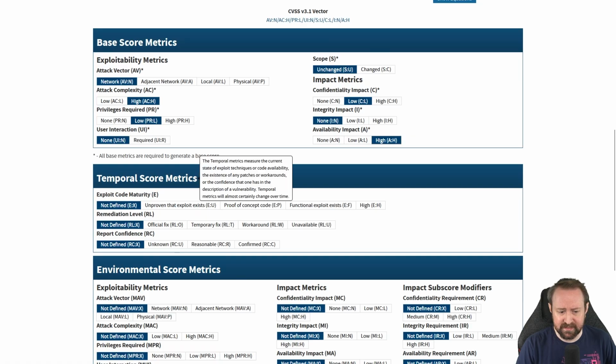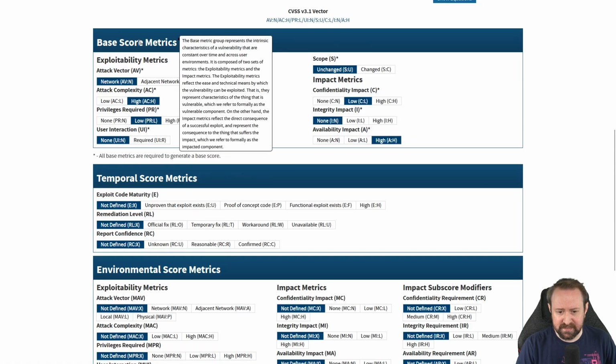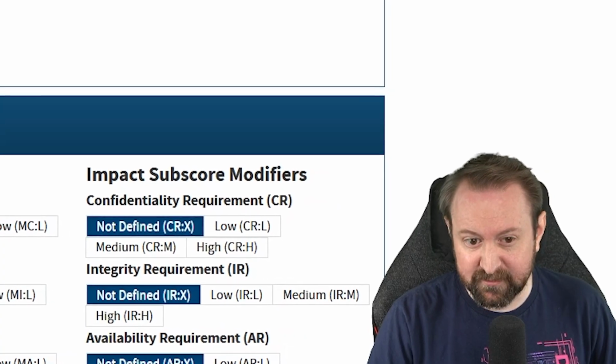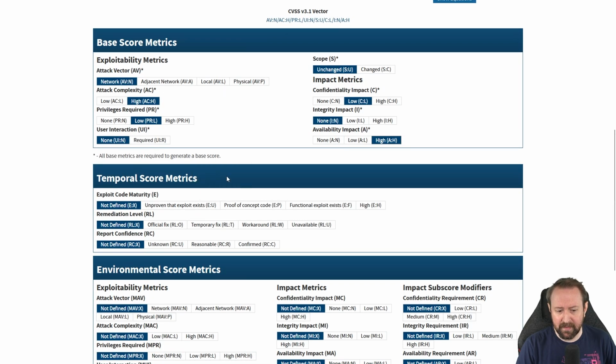Temporal metrics, the idea is you have a base score, which is the kind of, okay, this is how severe the vulnerability is without any context. Temporal is a measure of how that might change over time.